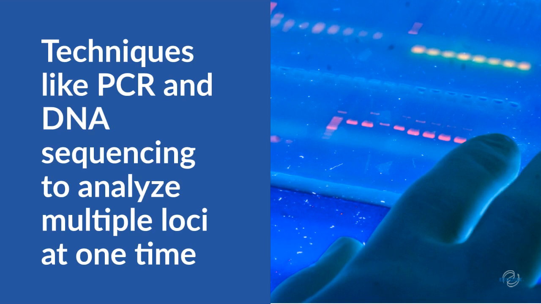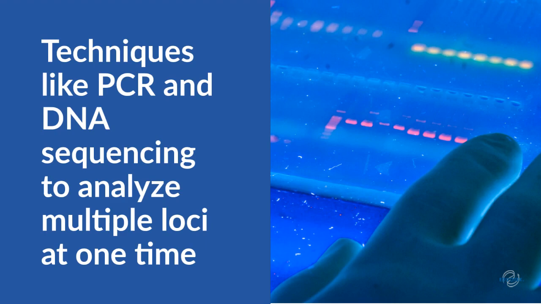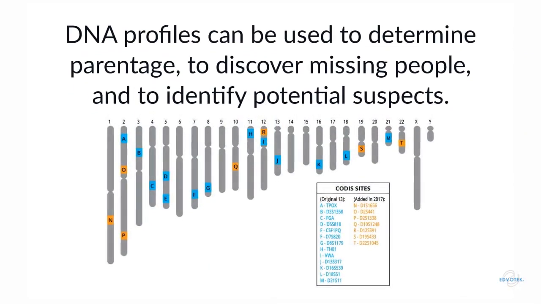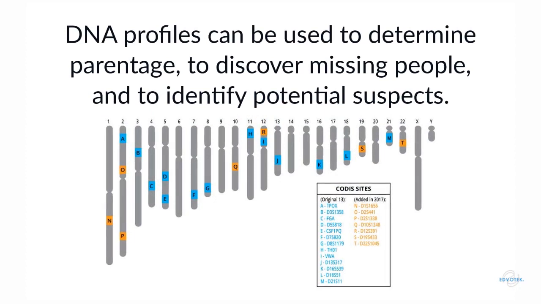However, we can use biotechnology techniques, like PCR and DNA sequencing, to analyze multiple loci at one time. This allows us to create DNA profiles that describe a specific person. DNA profiles can be used to determine parentage, to discover missing people, and to identify potential suspects.